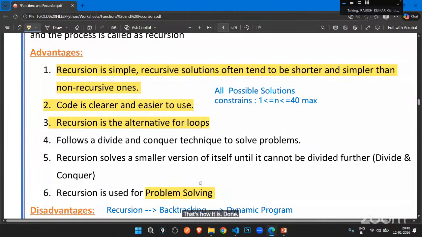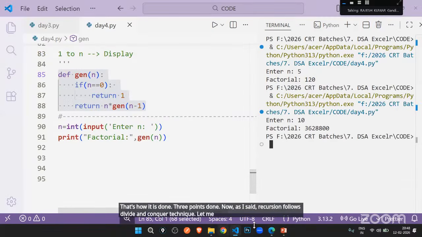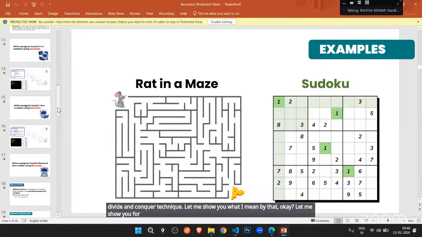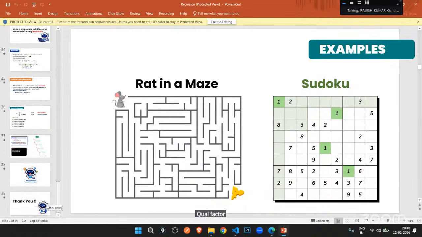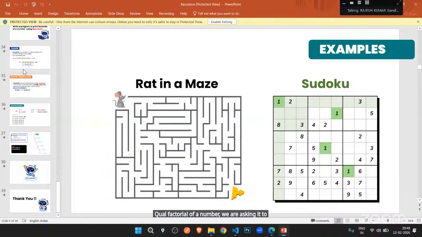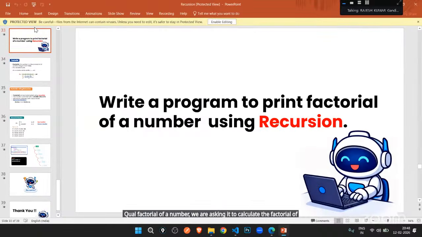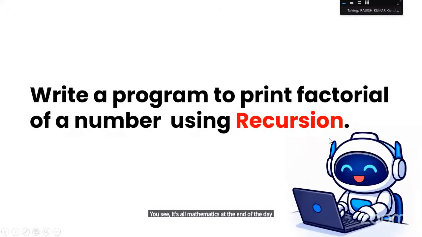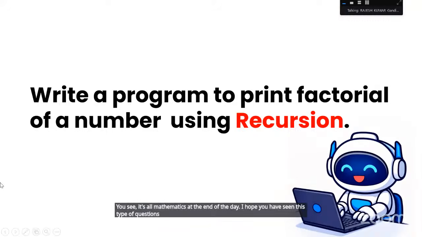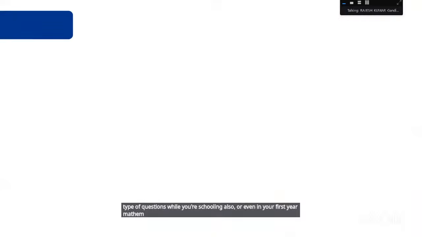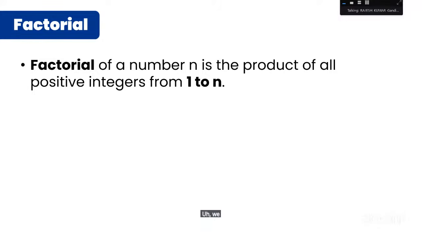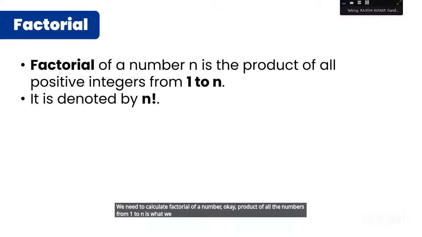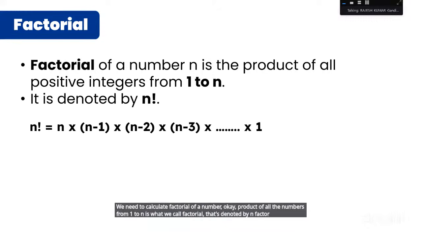3 points done. Now, as I said, recursion follows the divide and conquer technique. Let me show you what I mean by that. Let me show you for this one. For factorial of a number, we are asking it to calculate the factorial of 1. You see, it's all mathematics at the end of the day. I hope you have seen this type of question while you were in school, or even in your first year mathematics. We need to calculate the factorial of a number. The product of all the numbers from 1 to n is what we call factorial. That's denoted by n factorial, n into n minus 1 into.